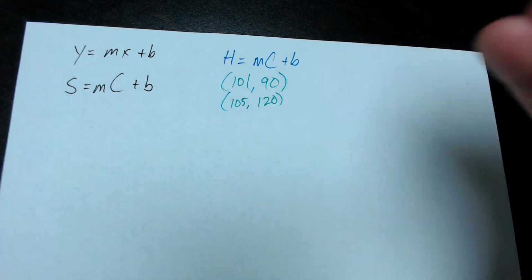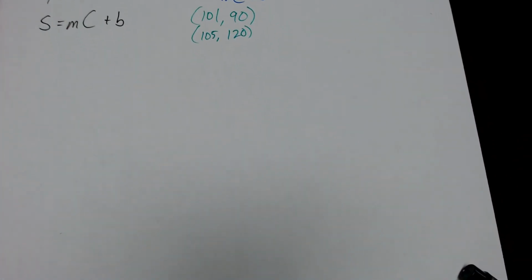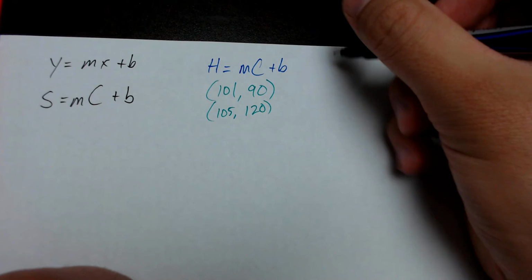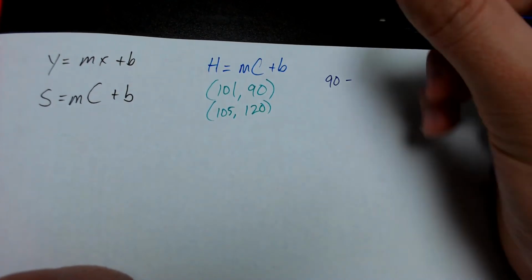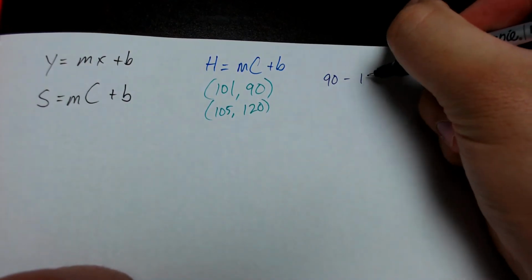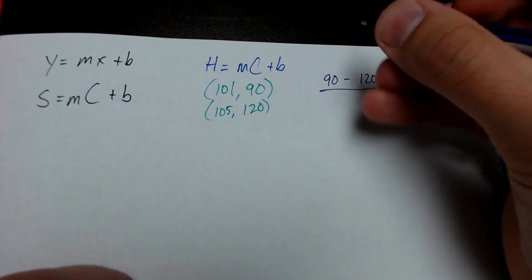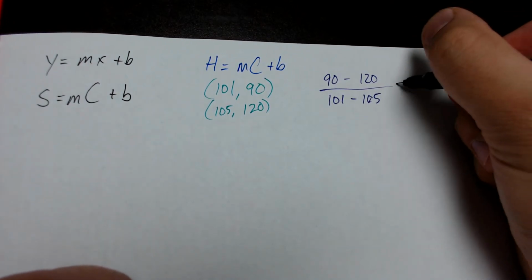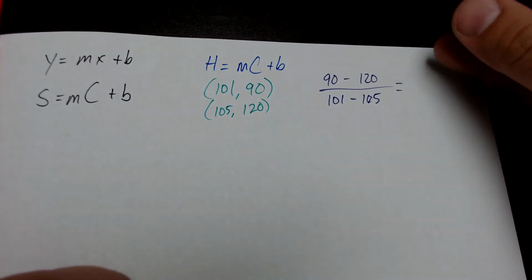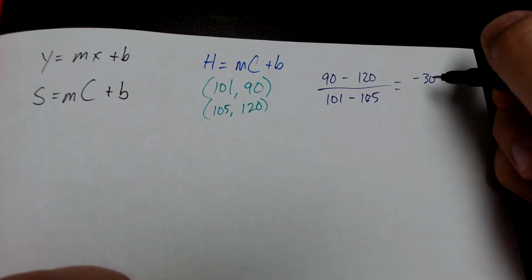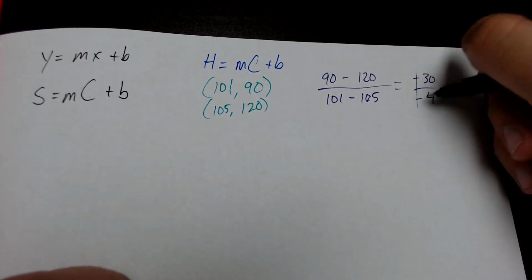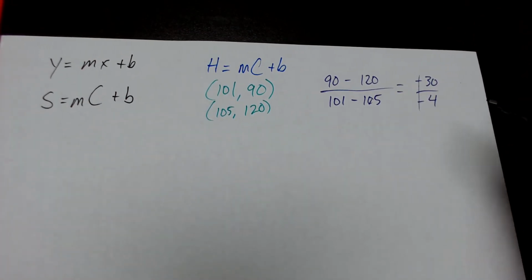So now that I've got two x's and two y's, I can use the slope formula to find out what m is equal to. So I will take y1, which is 90, minus y2, which is 120, over x1, which is 101, minus x2, which is 105. That will equal my slope. Up here in the numerator, I get negative 30. In the denominator, I get negative 4. The negatives cancel, so I get 30 over 4.